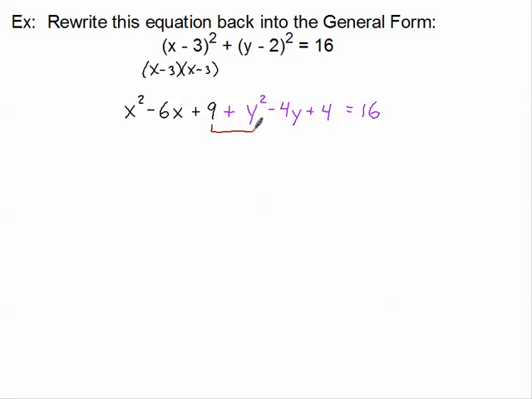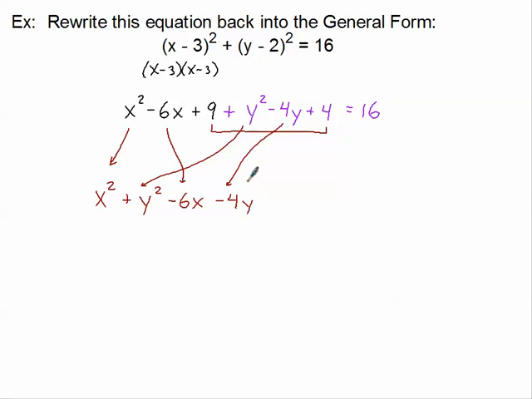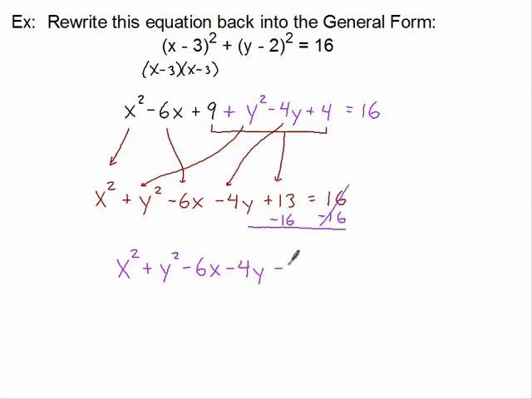So we've got all of these terms. We want to combine our like terms together, and we want to put the terms in the specific order for general form. So the quadratic x squared comes first, and then the quadratic y squared comes next, and then the linear x term, and then the linear y term. I've already combined the 9 and the 4 in my head to make 13. And now that is all equal to 16. Our final step for general form is to get this equal to 0. So I'm just going to take away the 16 from its like term on the other side. And I'm going to have my final answer for general form: x squared plus y squared minus 6x minus 4y minus 3 equal to 0. So this is our general form.